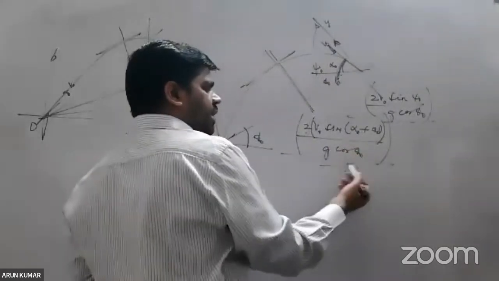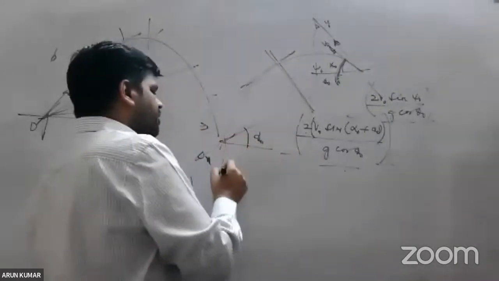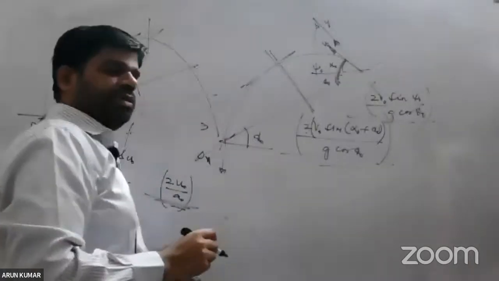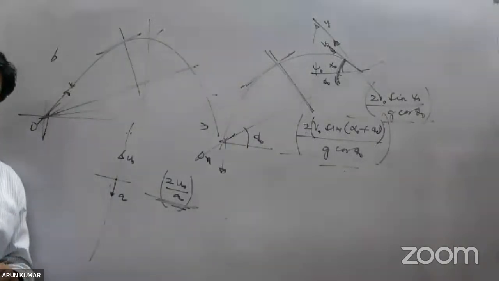2u by ay. What is ay? Component of g along the y-axis, which is g cos theta naught. Along the x-axis it is g sin theta naught. Y-axis is g cos theta naught. Right? I hope that is clear now.